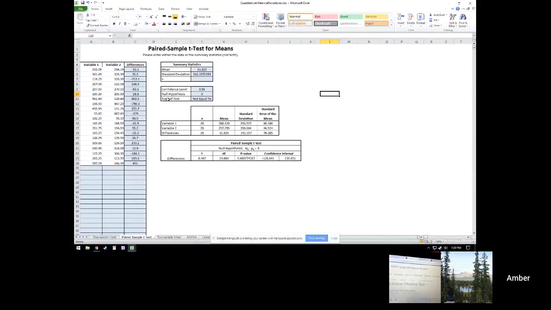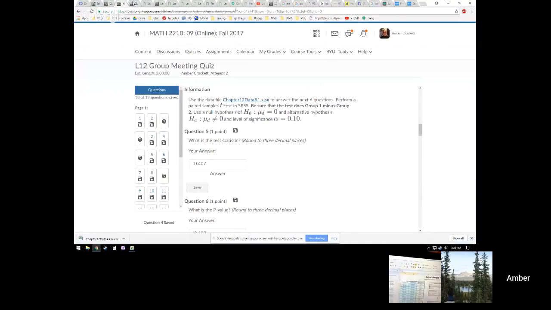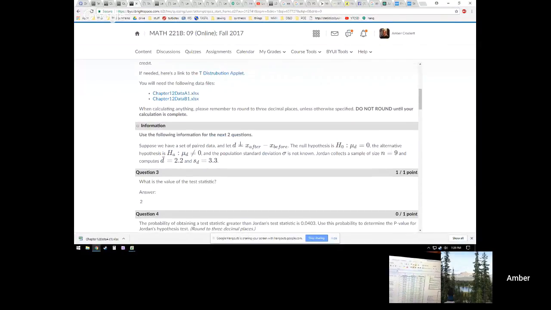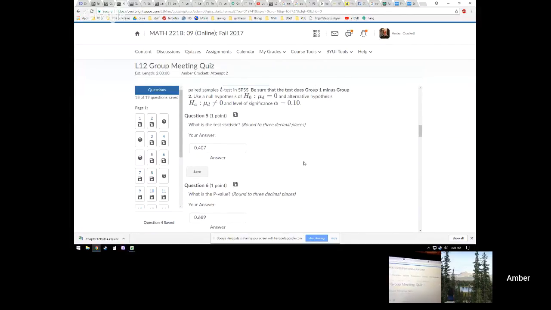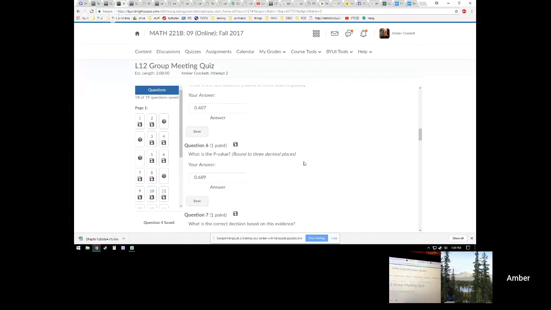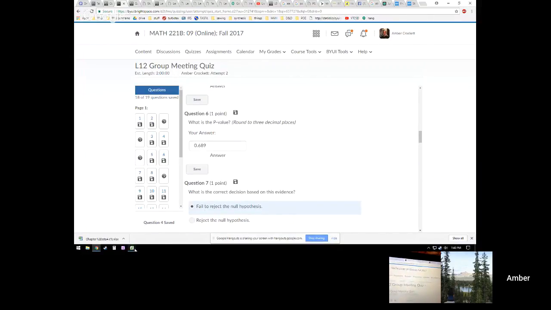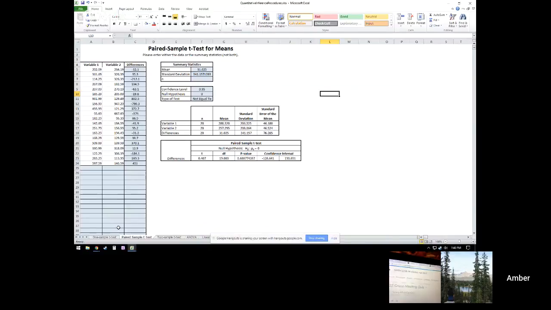Okay, because then it's just easy because the test statistic is just that T, 0.407. Yeah. What is the p-value? Please say it's just on there. It is. Okay, just that, 0.689. Yes.